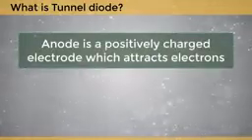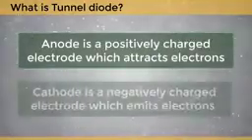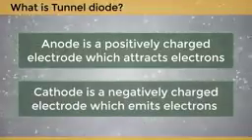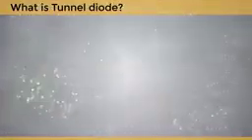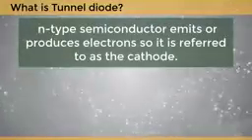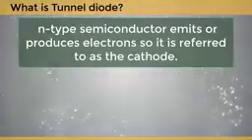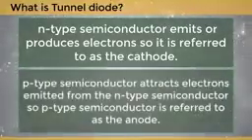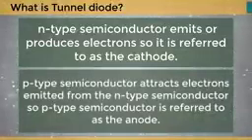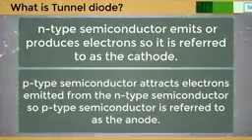We know that an anode is a positively charged electrode which attracts electrons, whereas cathode is a negatively charged electrode which emits electrons. In tunnel diode, n-type semiconductor emits or produces electrons, so it is referred to as the cathode. On the other hand, p-type semiconductor attracts electrons emitting from the n-type semiconductor, so p-type semiconductor is referred to as the anode.